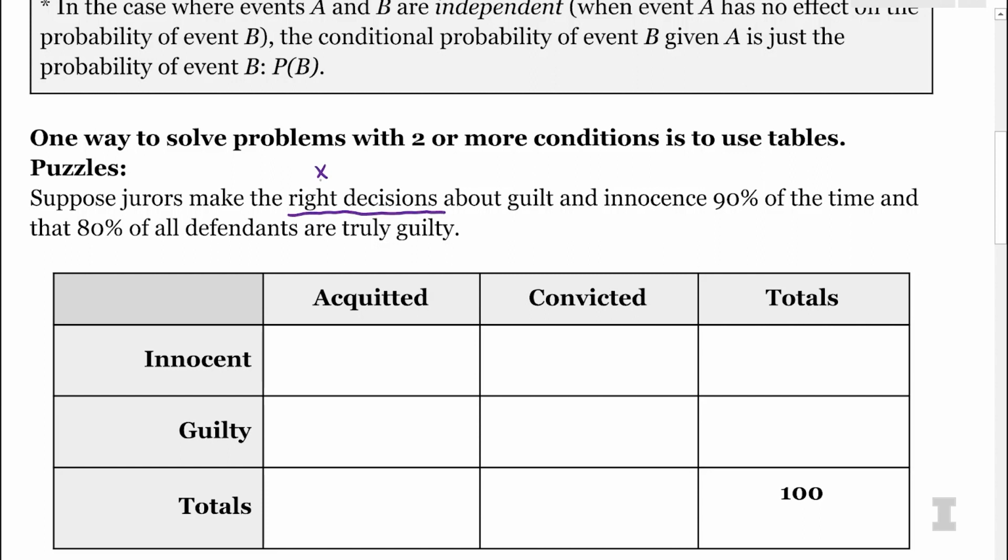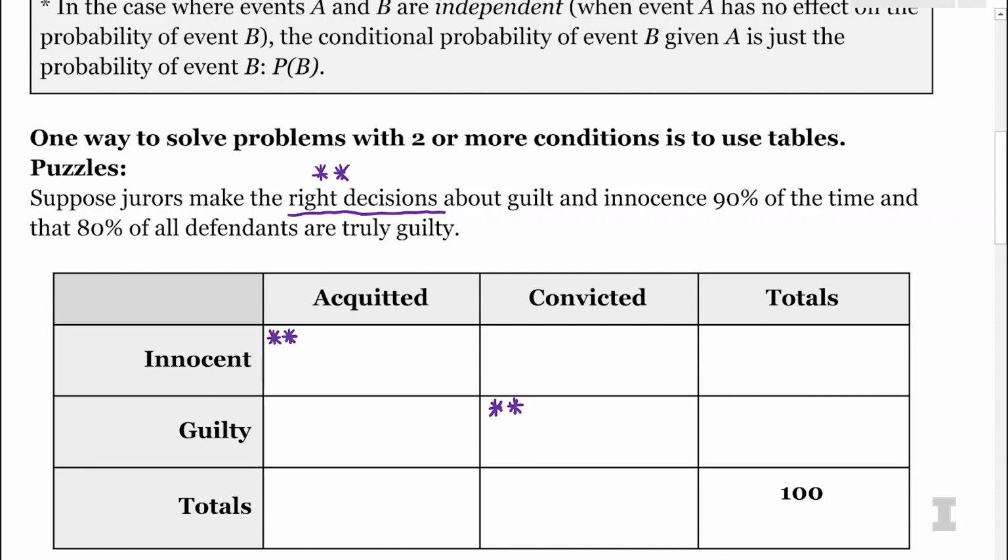So what would be the right decision for someone who's innocent? They would be not guilty of the crime. Right. So if they're not guilty, they should be acquitted. And then a guilty person, what about them? They would be convicted. So I'm just putting these little stars in the cells where those are the right decisions.